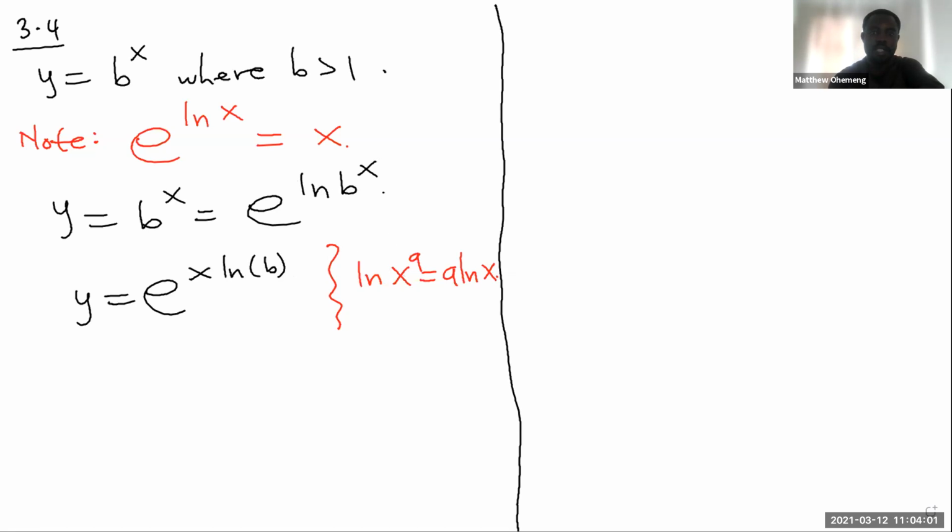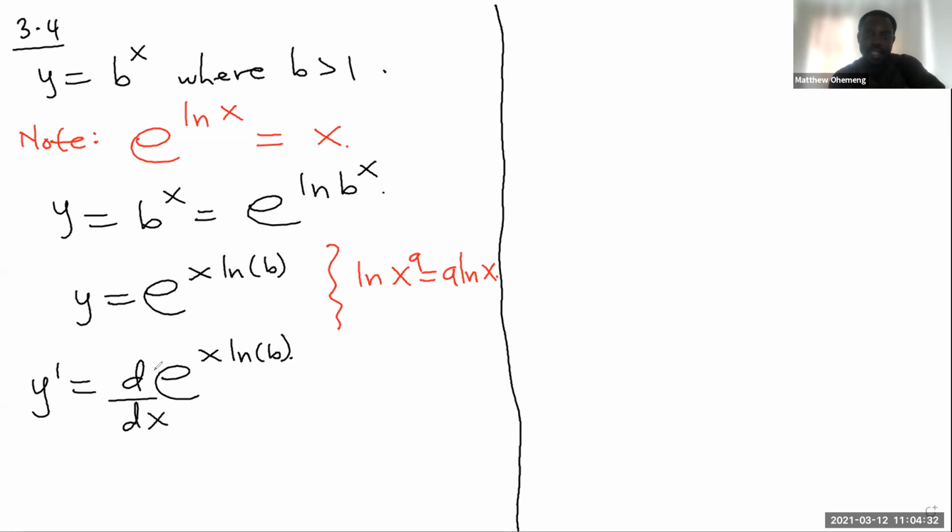Now that I have this, let me proceed and try to get the derivative. So y prime is d over dx of e to the x ln of b, right? So this is where I am now. The question is, how do I get this derivative? Do I have a direct derivative for this? No, we don't. The closest we have is the derivative of e to the x, but this is not e to the x, it's e to some other function.